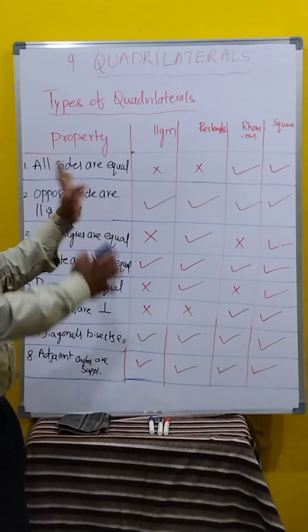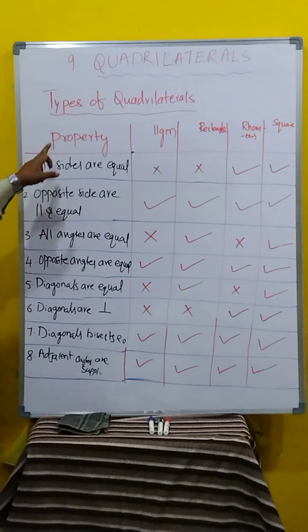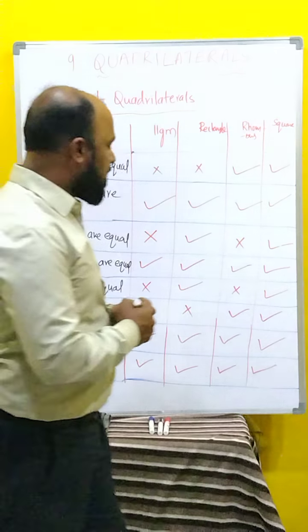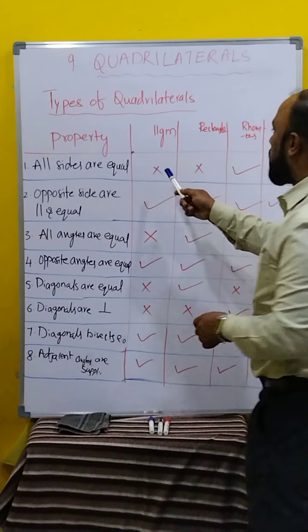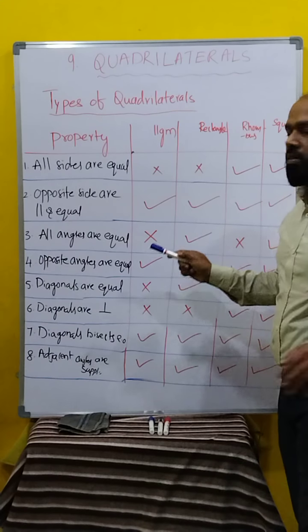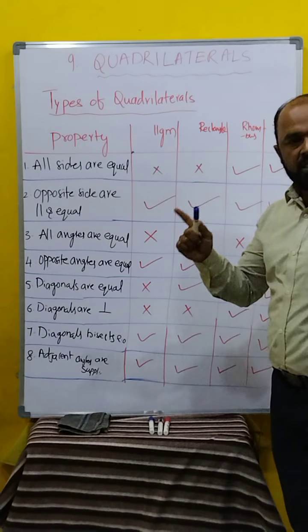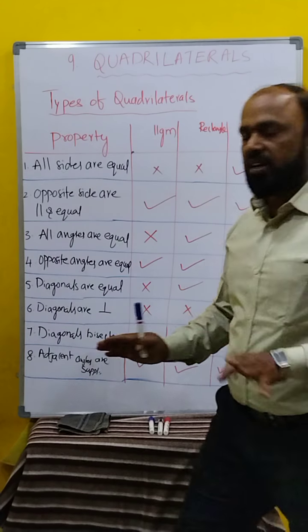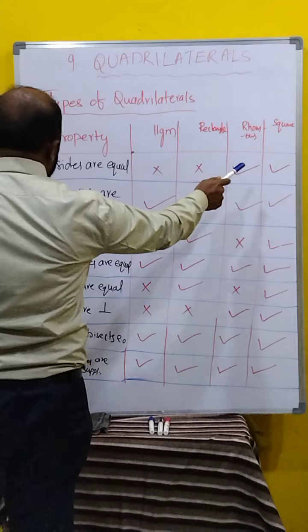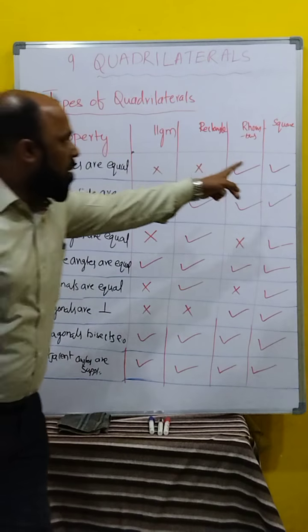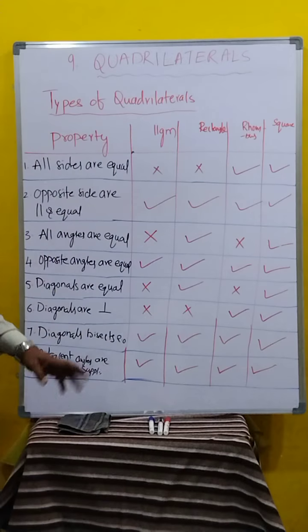We will check whether it follows or not. First property: all sides are equal. All sides are equal in which? Parallelogram? No. Rectangle? No. And rhombus? All sides are equal. In square, all sides are equal. First property is done. What is the property of a rhombus? All sides are equal. Square property, first one, all sides are equal.